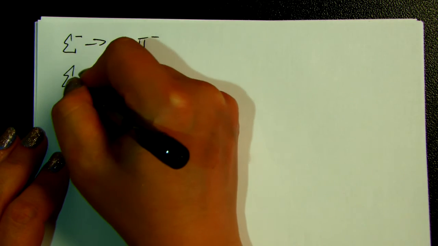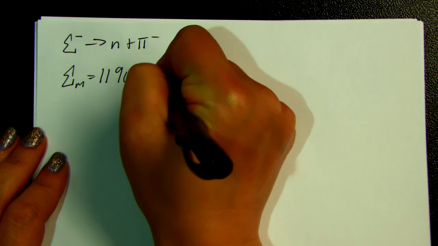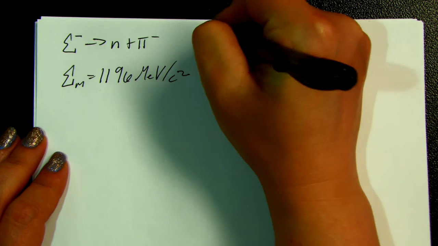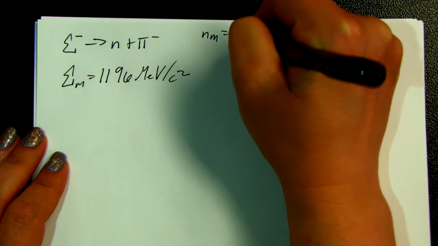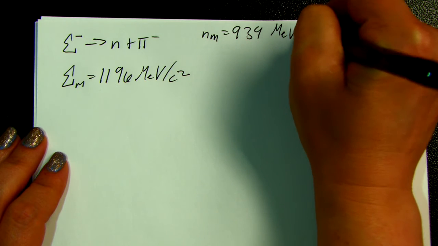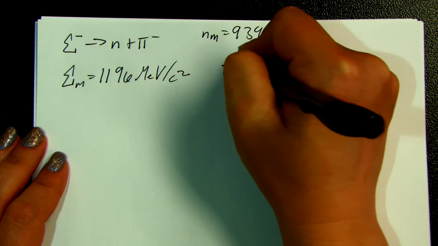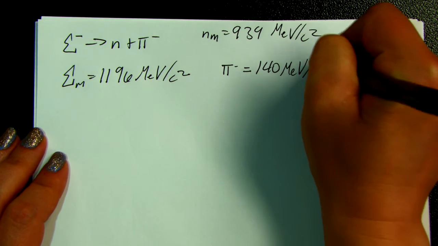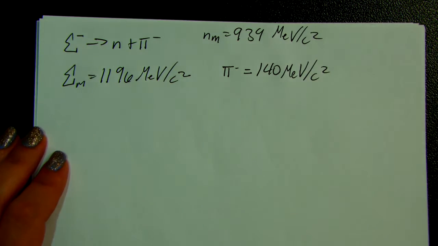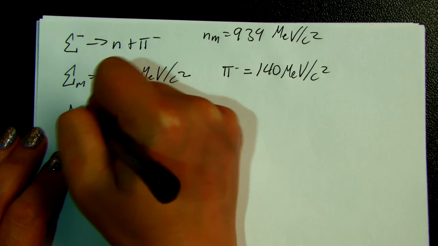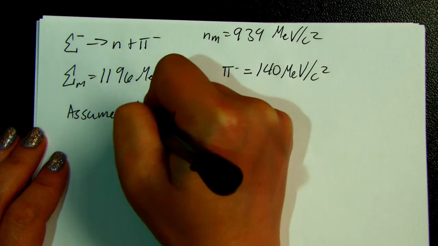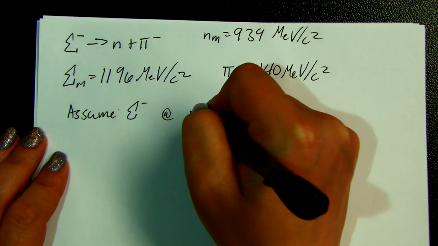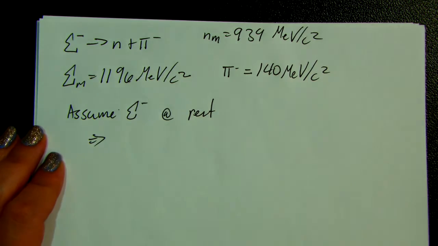We've been given some masses. The sigma mass is equal to 1,196 MeV per c squared, the mass of the neutron is equal to 939 MeV per c squared, and the pi minus is equal to 140 MeV per c squared. Now, a couple assumptions that you want to make. You're not told otherwise, so this is fine to do. You want to assume that the sigma minus is at rest, and this leads you to a really nice arrangement.